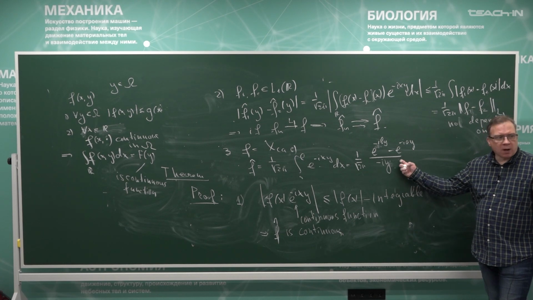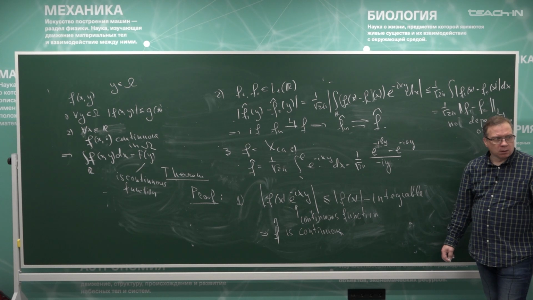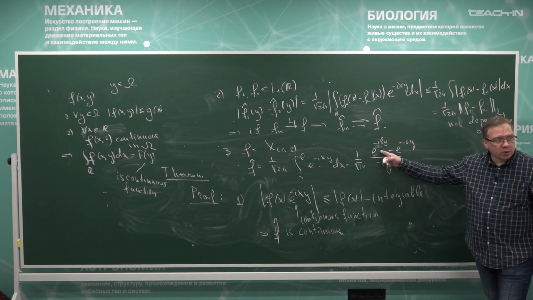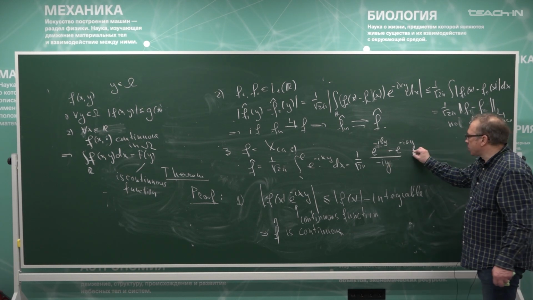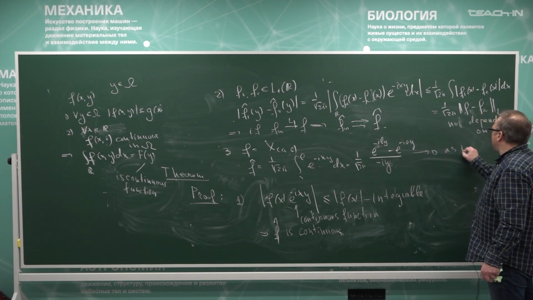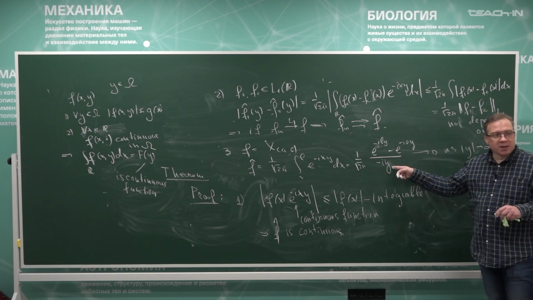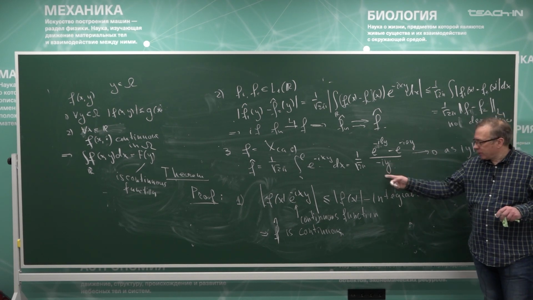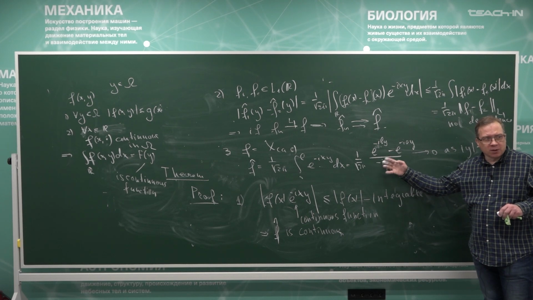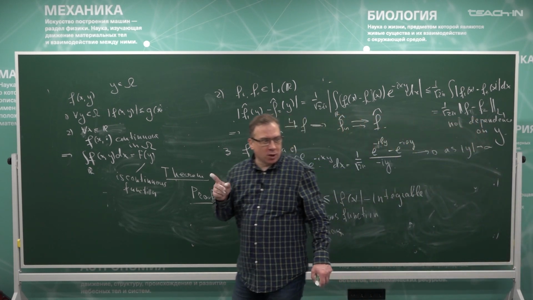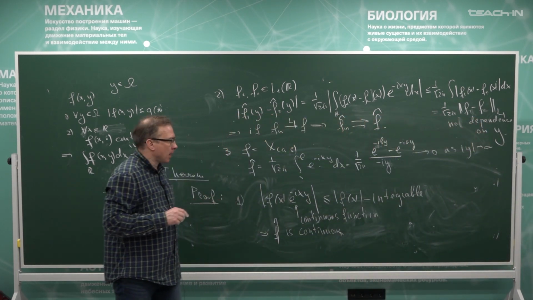What happens with this function as y goes to infinity? The imaginary exponent is bounded, so it goes to 0 as y goes to infinity. And we have no problem at 0, by the way. We divide by y, but there is no problem at 0, because the numerator is 0 at 0. There is no singularity. It is a continuous function.